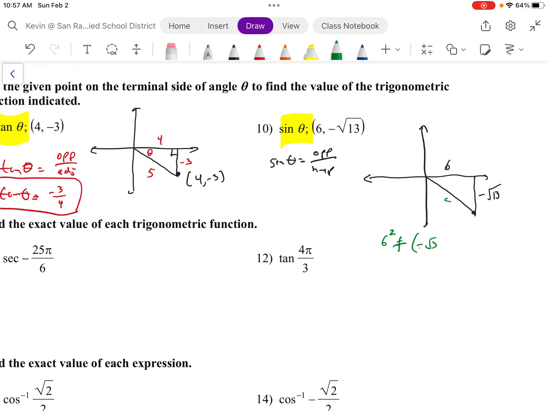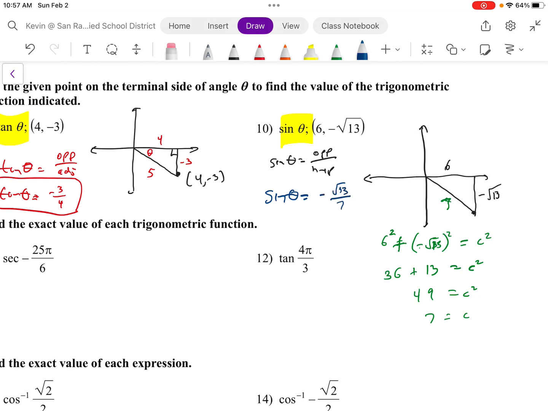So let's just do it in green. 6 squared plus -√13 squared equals c squared. So 36 plus 13 equals c squared. This is going to be what? 49 equals c squared. So c equals 7. Is that right? And it's hypotenuse, so it's going to be positive. So this is 7. And we want sine of theta.